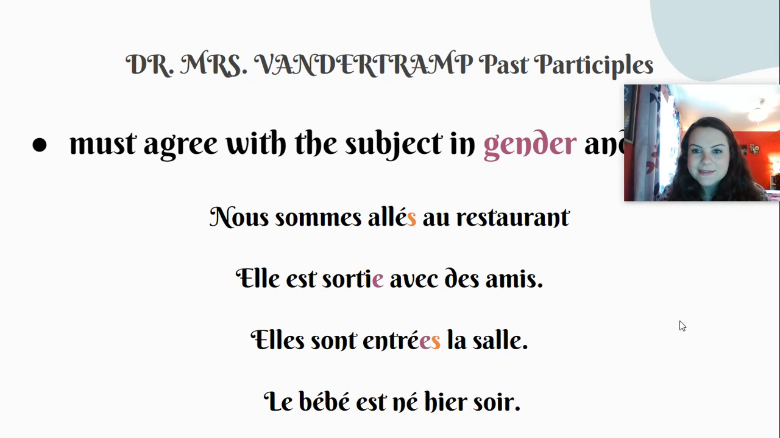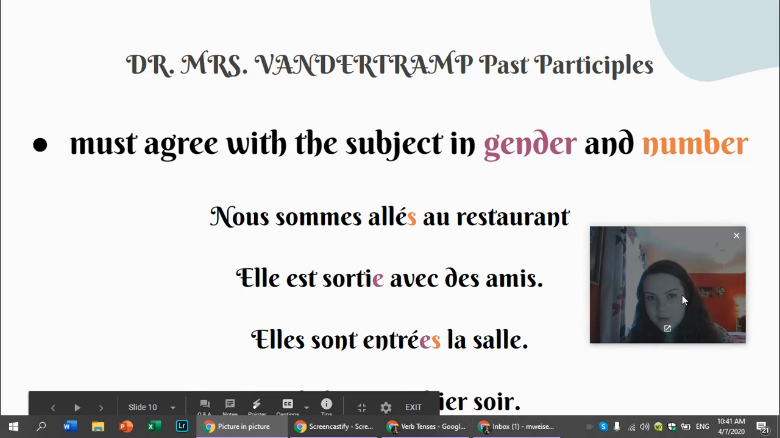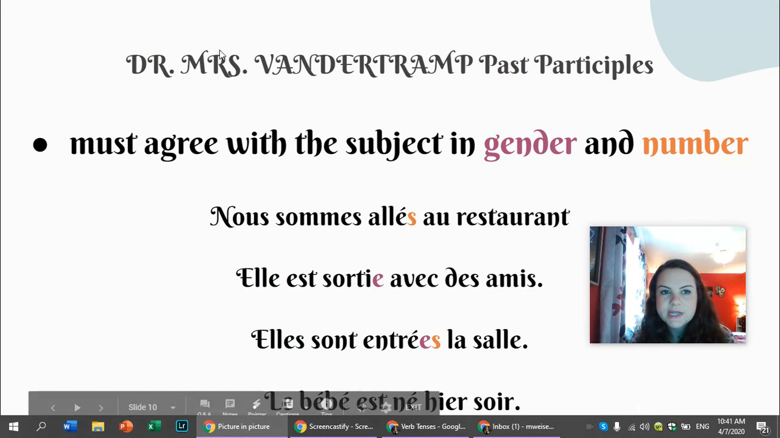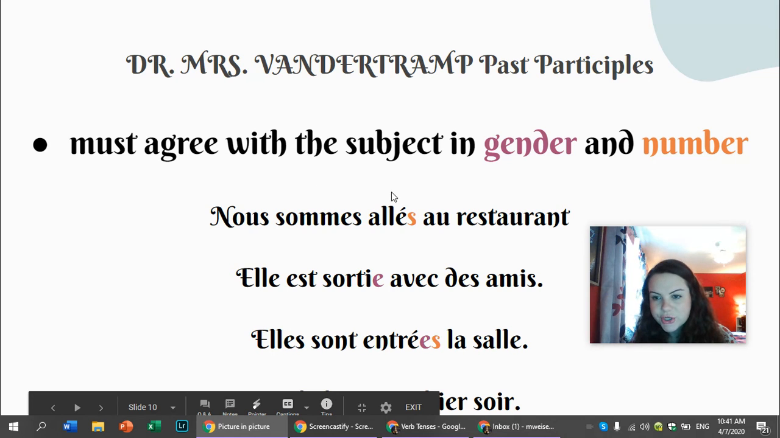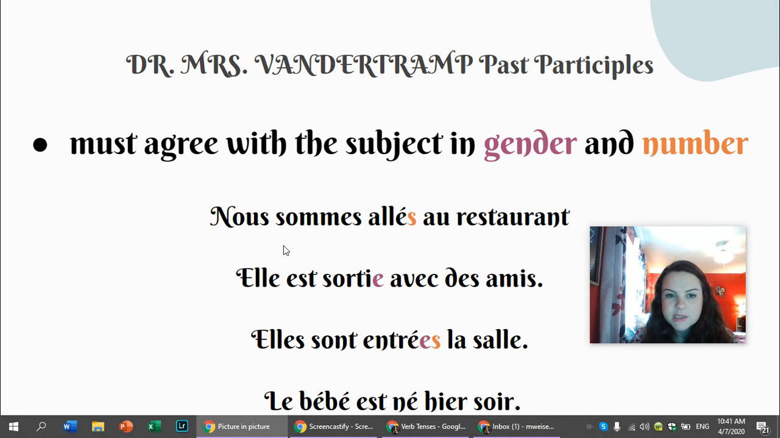So when you use être as the helping verb, it has to follow a few extra rules. So Dr. Mrs. Vandertramp past participles must agree in gender and number with the subject. So here are some examples. Nous sommes allés au restaurant. We've got être as the helping verb agreed with nous. But then, because nous is plural, you have to add an S onto that past participle. So I did that there.